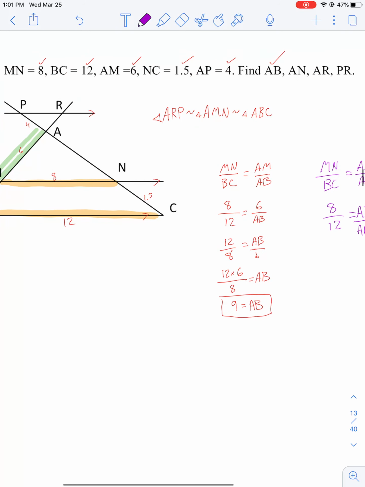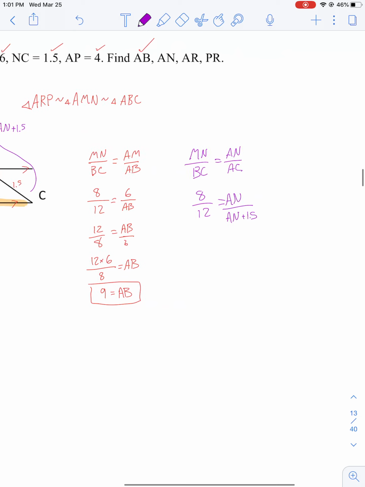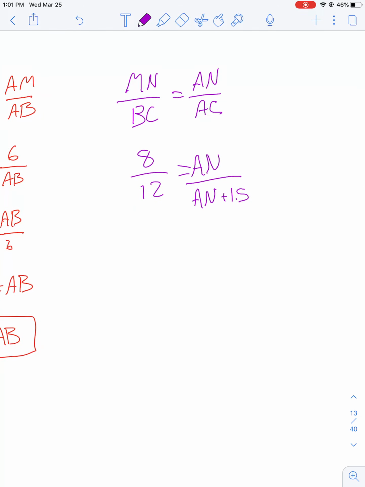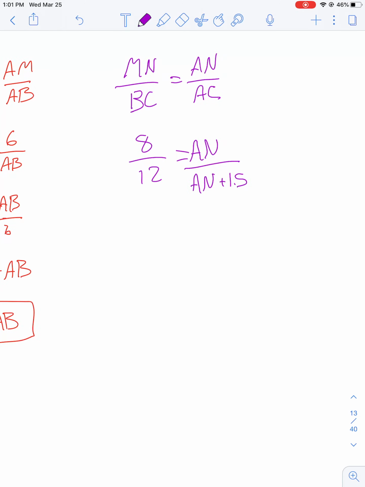Because you can see from A to C, this whole distance right here is just simply AN plus our little 1.5 there. So because I have the same variable here, it shouldn't be too hard to solve. I'm going to get rid of my denominators, or cross multiply, as you guys like to call it. 8 times AN plus 1.5, so multiply both sides by that, is going to be equal to AN times 12.